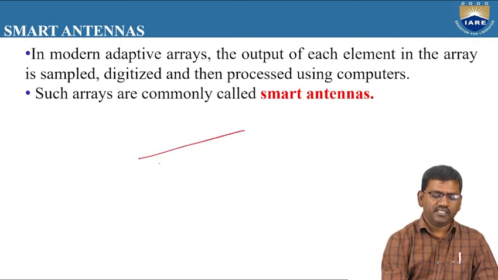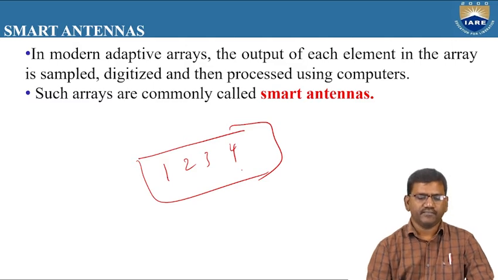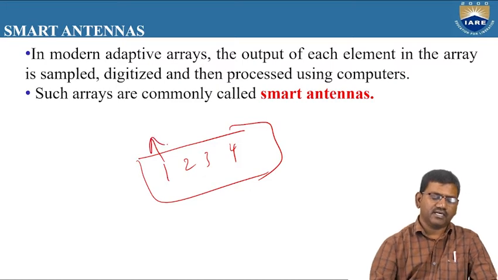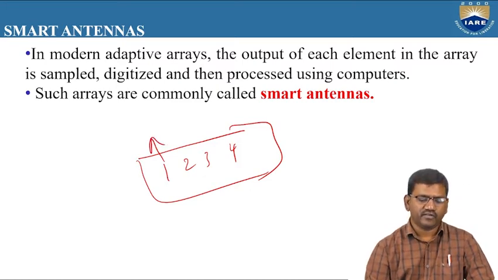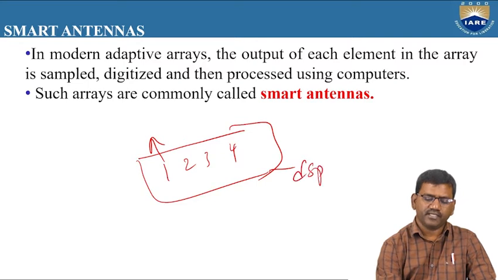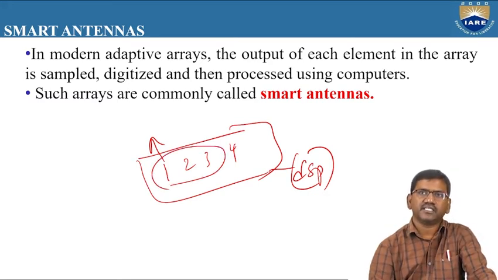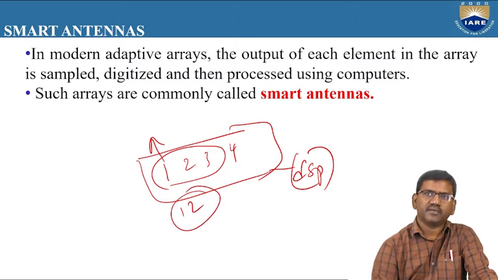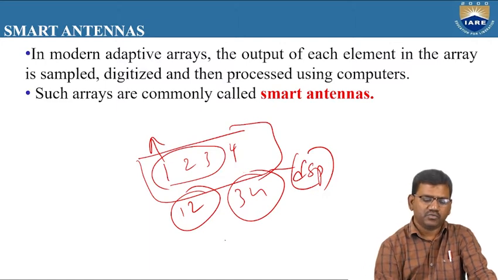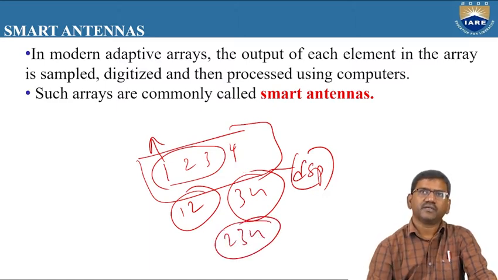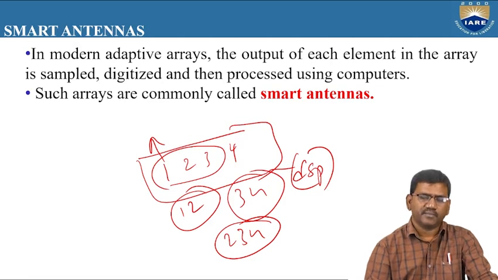That means an adaptive array is nothing but a group of elements. So there are 4 elements. This is known as an array. The output of each element in the array is sampled. That means some sampling technique is applied for this antenna by the DSP. So based upon the requirement, based upon the instructions of the DSP, 1, 2, 3 can be sampled simultaneously, or 1 and 2 can be sampled simultaneously, and 3 and 4 can be sampled separately, or 2, 3 and 4 can be sampled, digitized and processed depending upon the requirement.